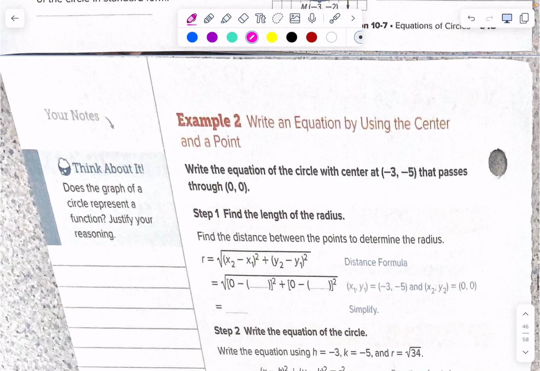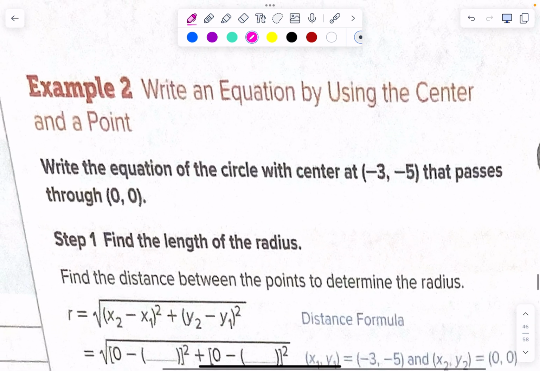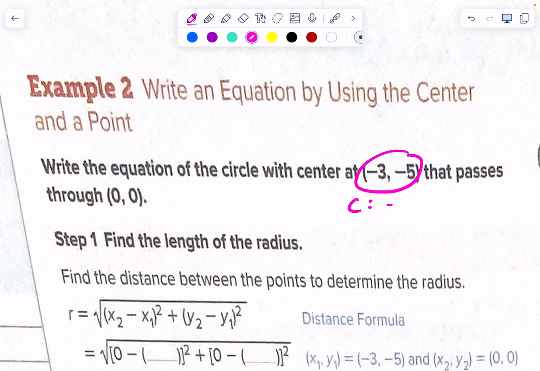All right, we back on example 2? Okay, example 2. Write the equation of a circle that has a center at (-3, -5) and passes through (0, 0). Okay, there are two things that we need for the equation of a circle. They are the center, which they give us, (-3, -5), but then we need the radius, and they don't give me the radius.